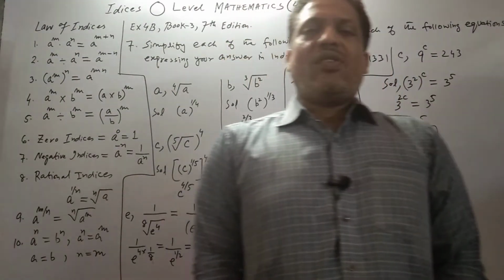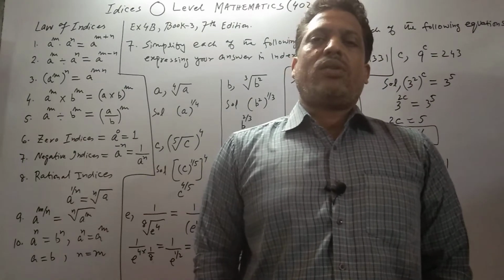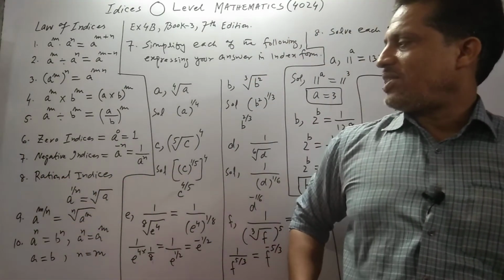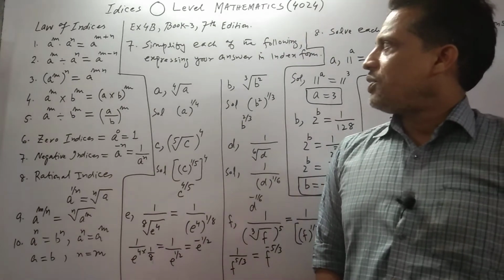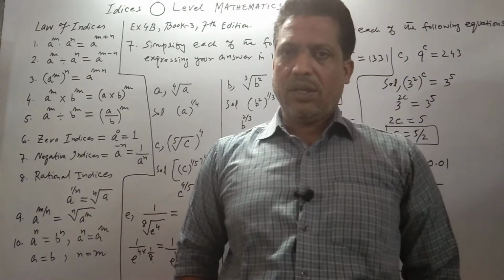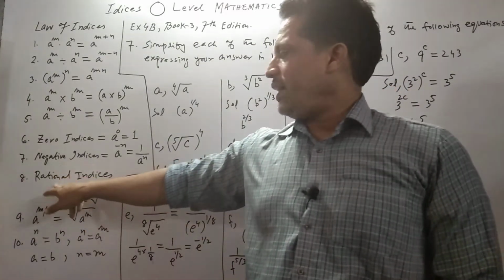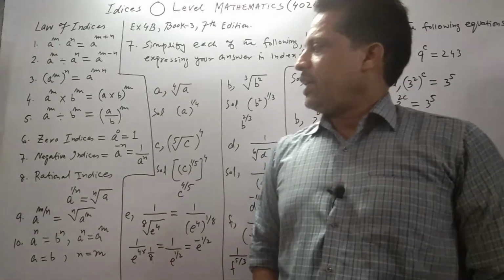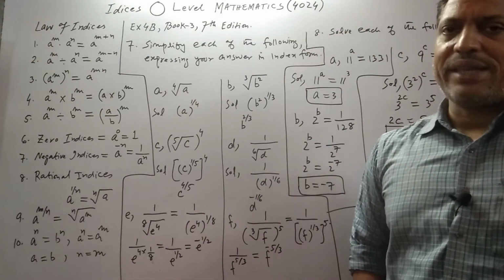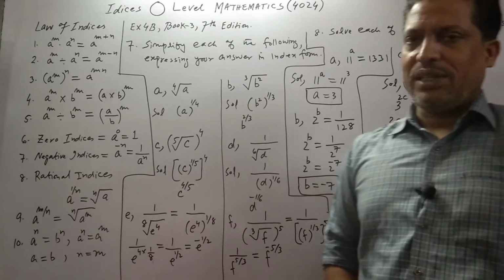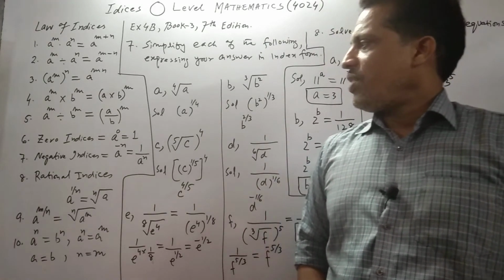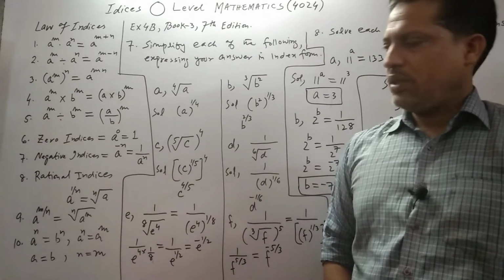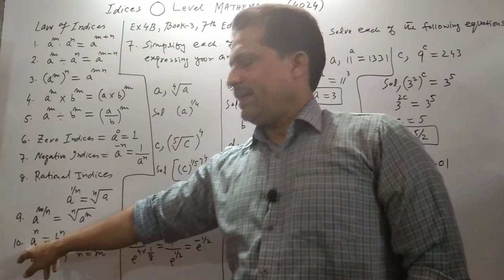In the last lecture, we did some more laws of indices. Law number 8, rational indices, and we did questions number 5 and 6, which hold rational indices type questions. So after law number 8, today we are going to start the same exercise 4B, book 3, 7th edition, but this time we have to apply some more laws, like law number 10.